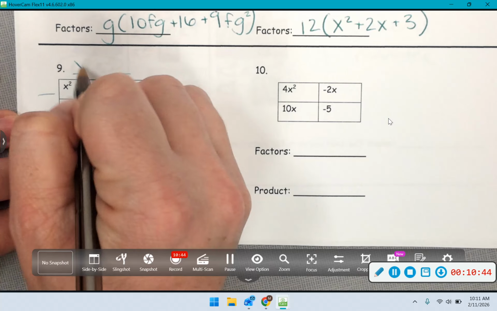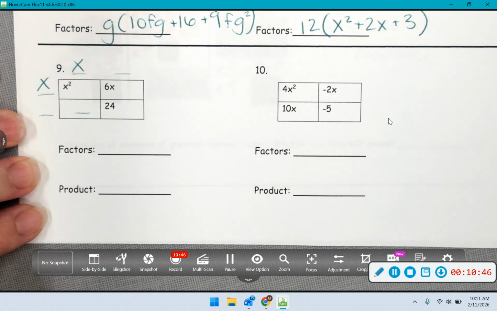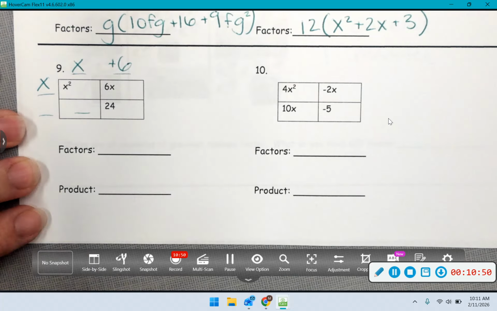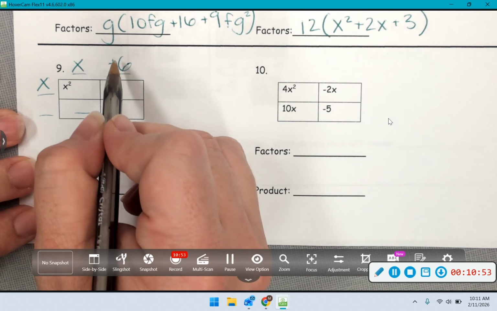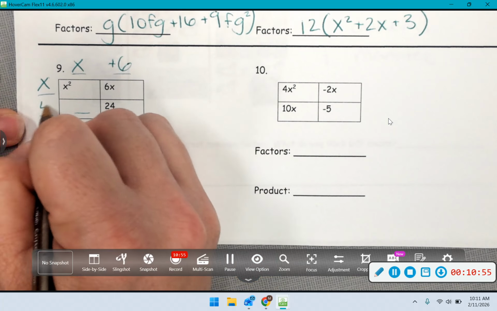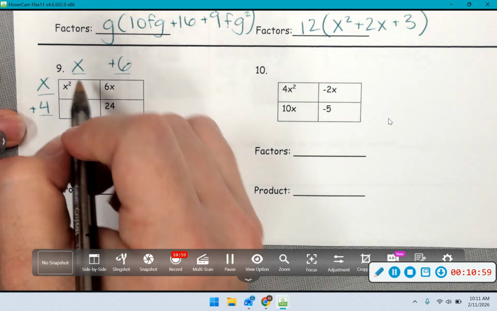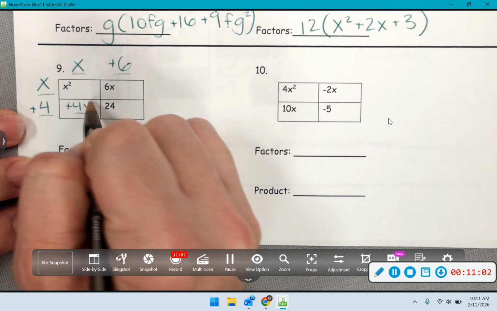Well, I know x squared is always x times x. Okay, x times what is 6x? Well, that's 6, and it's going to be positive. Well, here I don't know, but 6 times what gives me 24? Well, that's going to be a positive 4. Positive 4 times positive 6 gives me positive 24. So then x times 4 is positive 4x.